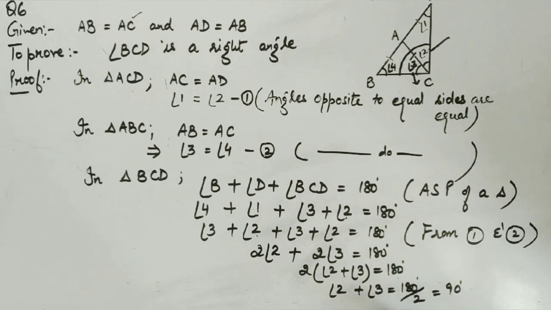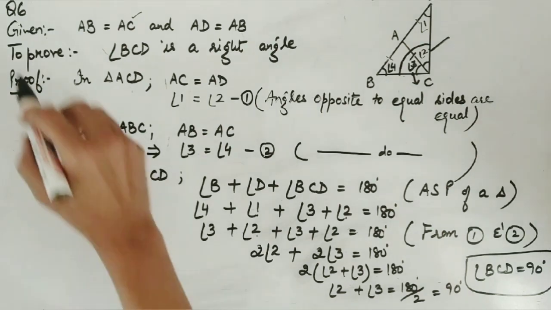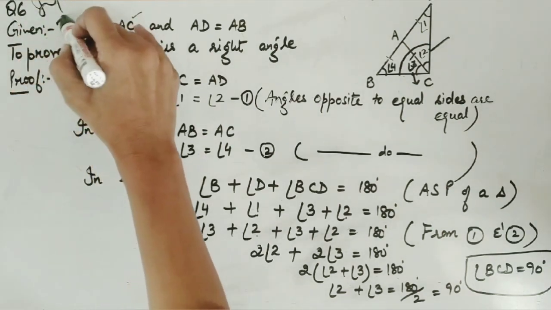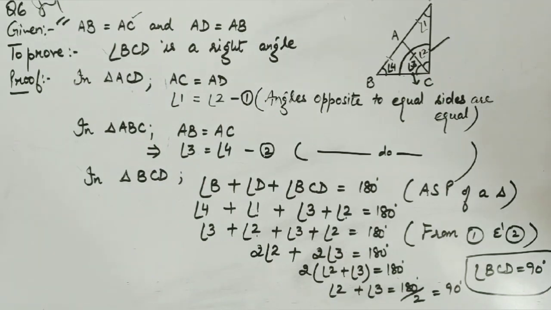Now what was 2 plus 3? 2 plus 3 is BCD. So hence BCD is 90 or BCD is a right angle. The most important question, result is proved. Check out if there is a doubt, please get it clarified. I am sure this must be clear to everyone.